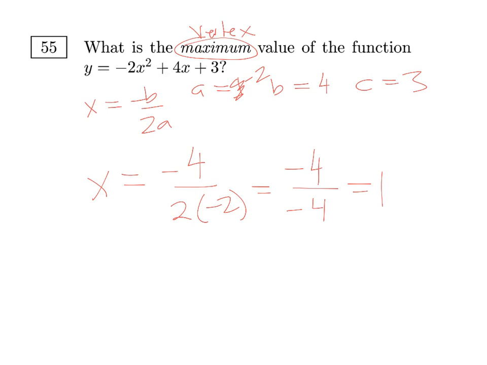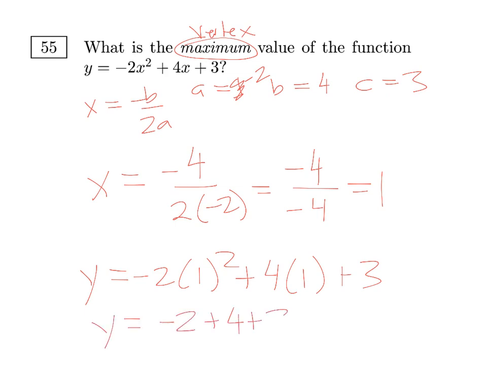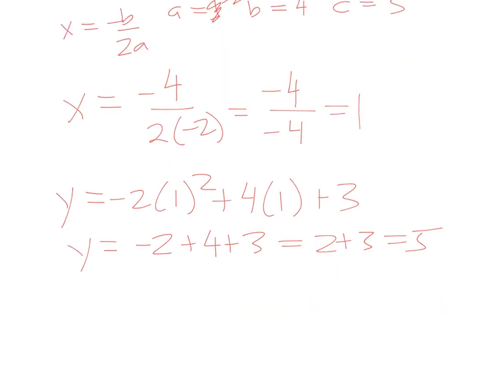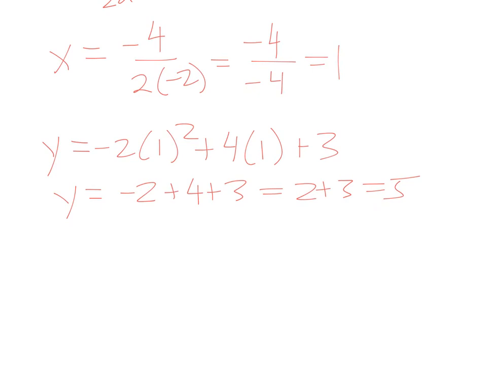Then I plug the 1 back in, and I can solve for my y. So y is equal to -2 plus 4 plus 3. So I have 2 plus 3, which is 5. And that's what I'm looking for, the maximum y value. So my answer is 5. That's my maximum.